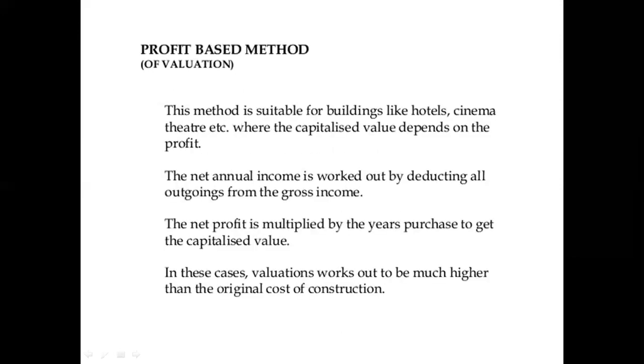Next one is the profit based method. This method is suitable for buildings like hotels, cinema theaters, etc., where the capitalized value depends upon the profit. The net annual income is worked out by deducting all outgoings from the gross income. The net profit is multiplied by the years purchase to get the capitalized value. In these cases, valuation works out to be much higher than the original cost of construction.